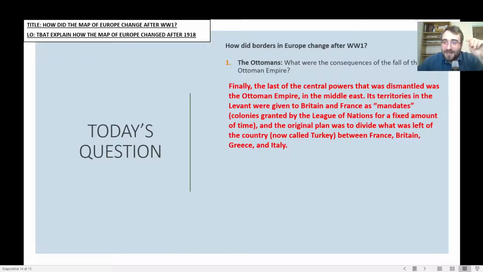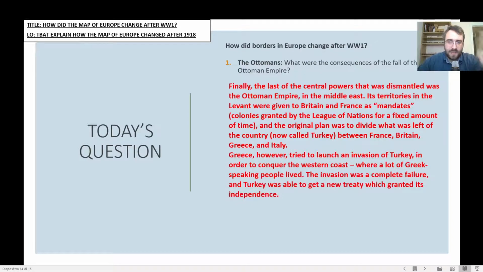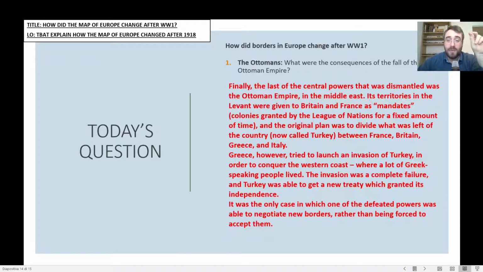So, territories in the Levant were given to Britain and France as mandates, and the original plan was to divide what was left of the country, now called Turkey, between France, Britain, Greece and Italy. Greece, however, tried to launch an invasion of Turkey in order to conquer the western coast, where a lot of Greek-speaking people lived. The invasion was a complete failure, and Turkey was able to get a new treaty which granted its independence. It was the only case in which one of the defeated powers was able to negotiate new borders, rather than being forced to accept them.